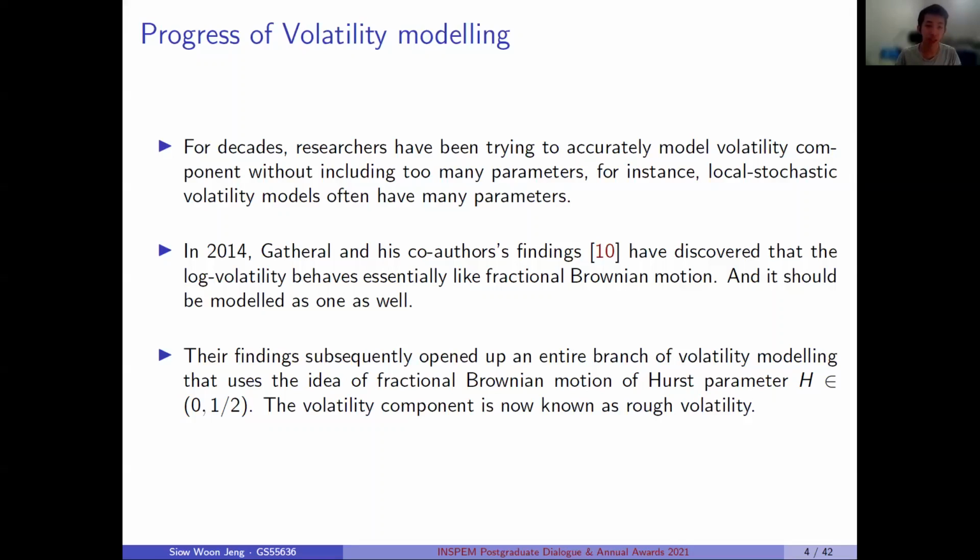So their findings subsequently opened up an entire branch of volatility modeling that uses the idea of fractional Brownian motion with Hurst parameter between 0 and 0.5. The volatility component is now known as rough volatility.